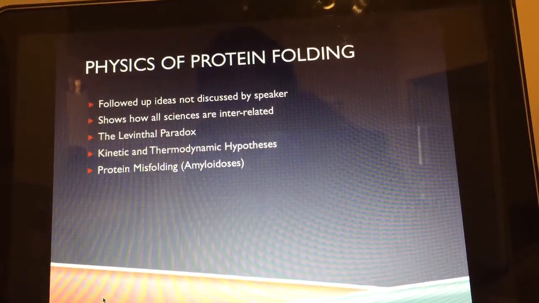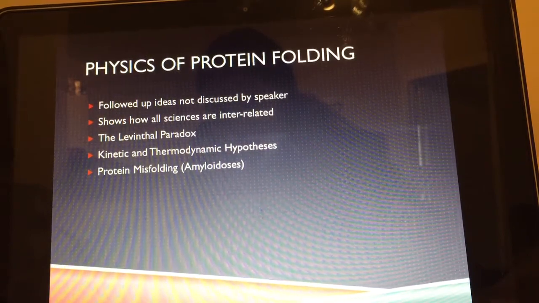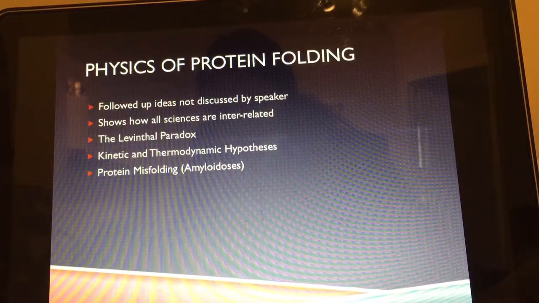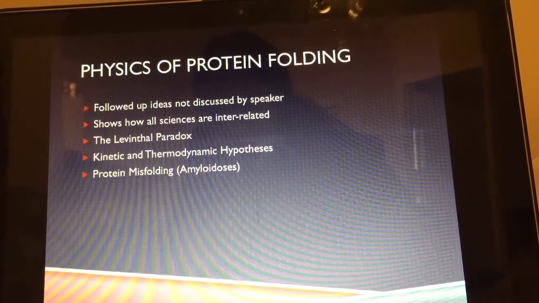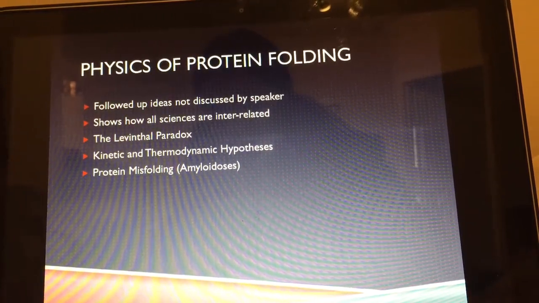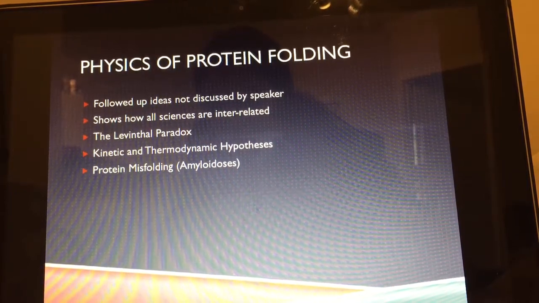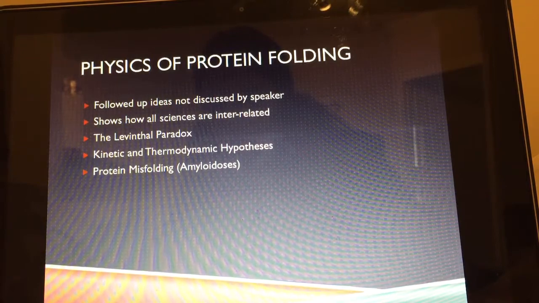One idea not discussed by the speaker that interested me was the physics of protein folding, since I'm a biology major, and this shows how all sciences are interrelated. The Levinthal paradox discusses how proteins fold. Levinthal's paradox was suggested because proteins were found to refold from a disordered state in seconds.